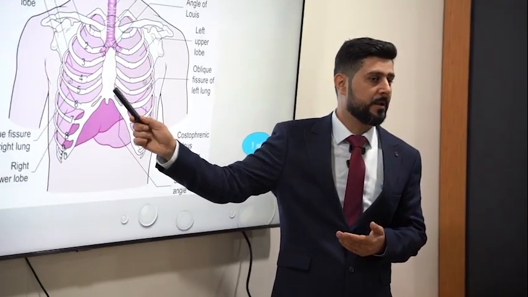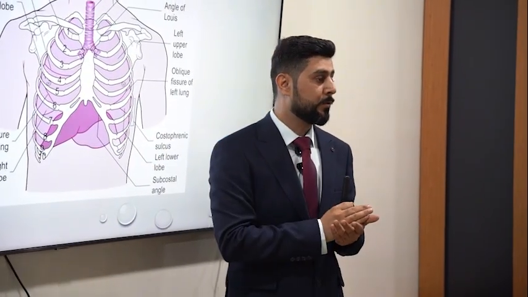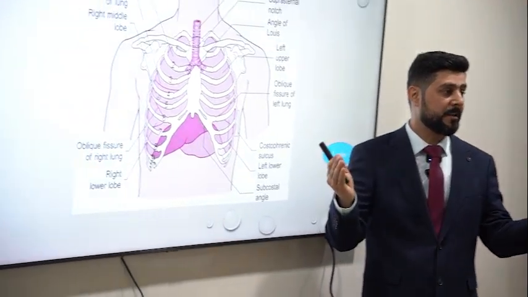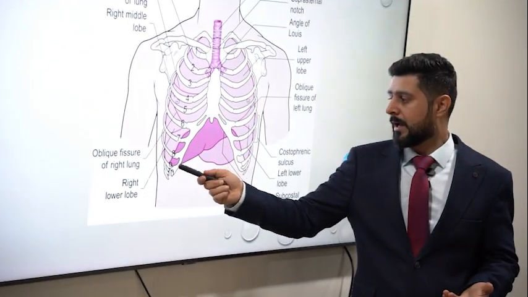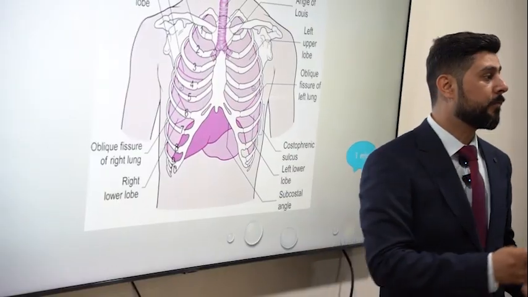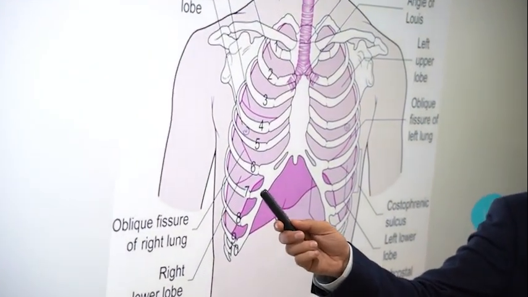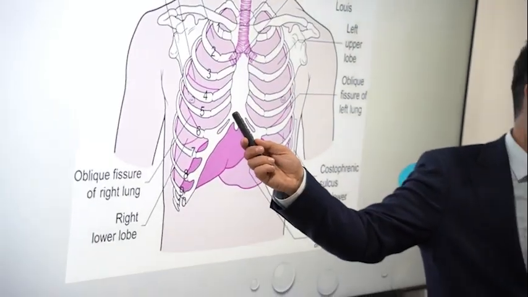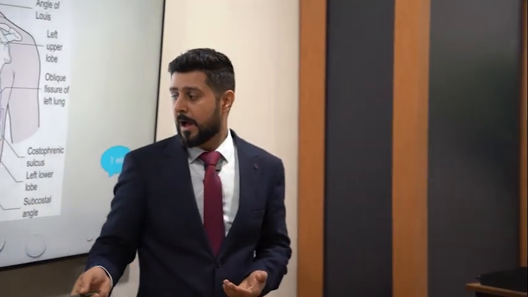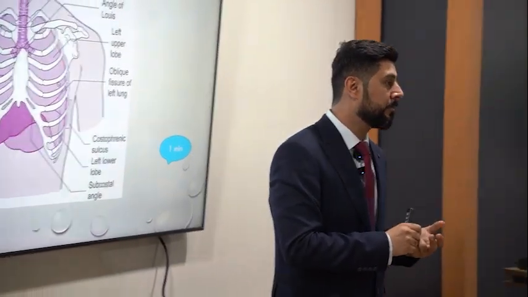sternum anteriorly. These are called true because they have attachment on both sides, while the 8th, 9th, and 10th are false ribs because they attach to the 7th rib, which in turn attaches to the sternum. These are false ribs. And we have the 11th and 12th. These are called floating ribs.